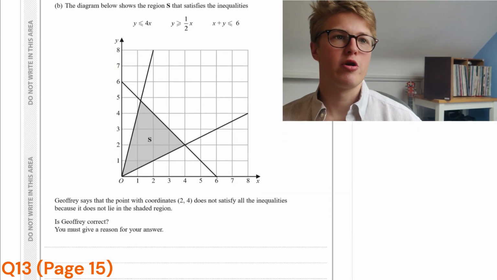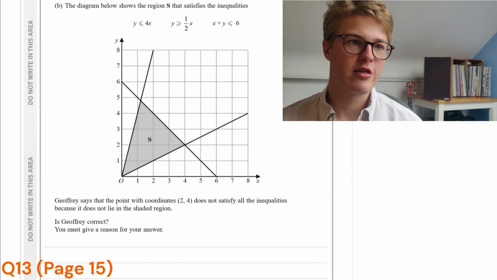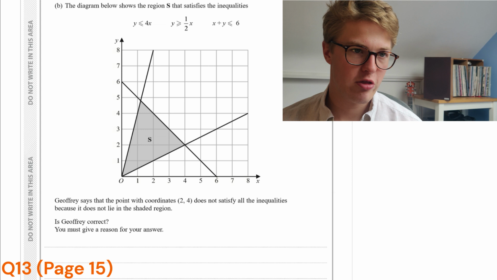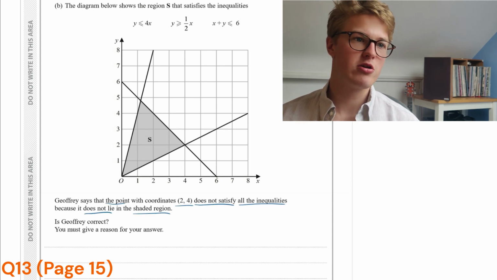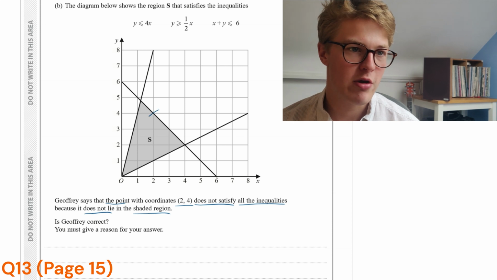The diagram below shows the region S that satisfies the inequalities. Jeffrey says that the point with coordinates 2, 4 does not satisfy all the inequalities because it does not lie in the shaded region. Is Jeffrey correct? You must give a reason for your answer.